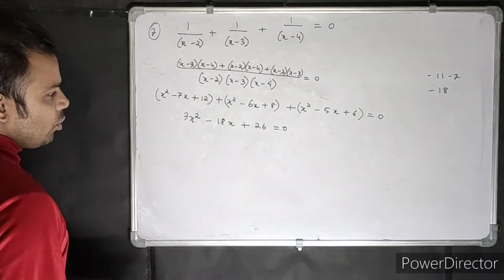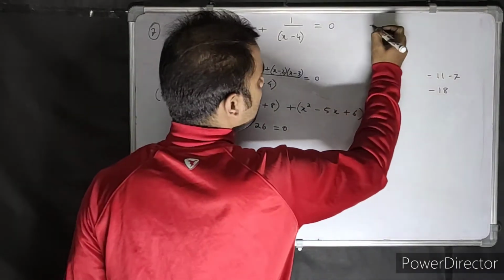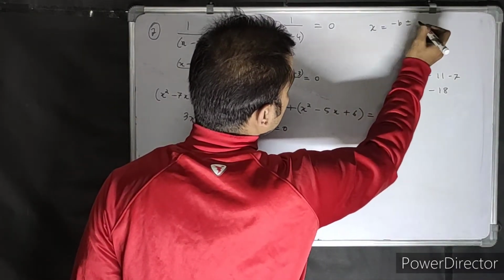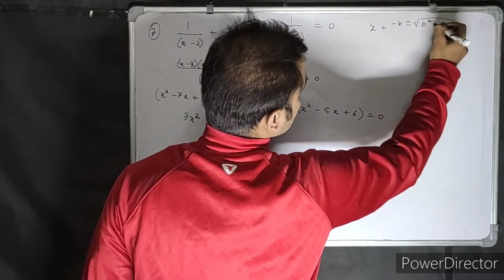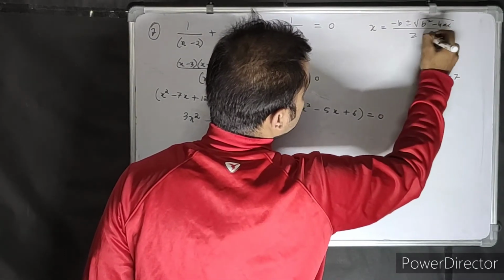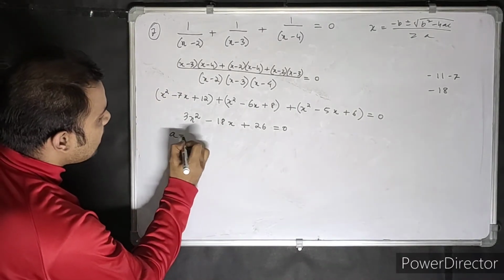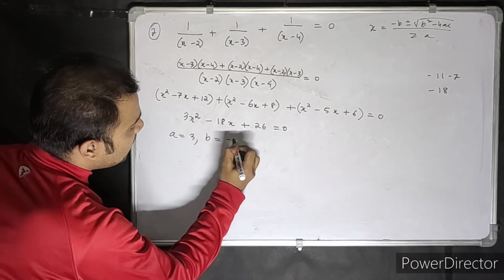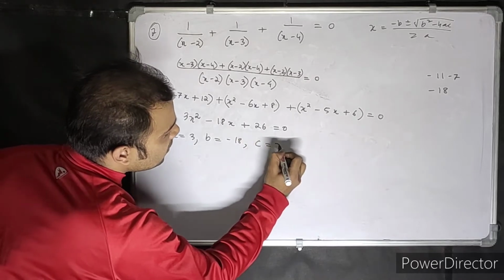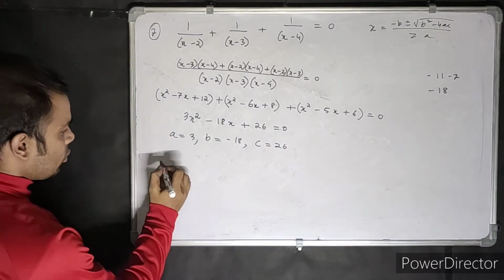Now from here what we are going to do is we have to use the formula, because that's what the question is saying to do. Plus minus root over b square minus 4ac, whole thing divided by 2a. Okay. So what is my a? That is 3. What is my b? That is minus 18. What is my c? That is 26. So what is x?